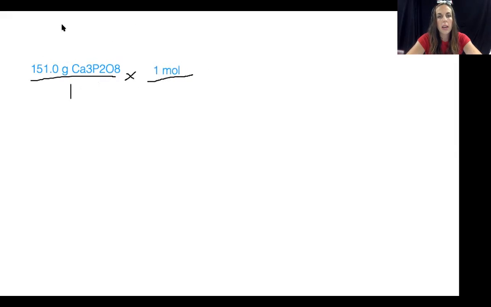So 1 mole, and I need to find out how many grams are in 1 mole of this substance. And we're going to do it just like we did in the previous question. So look at the periodic table and find the mass for calcium, multiply it by 3. Mass of phosphorus, multiply it by 2. Mass of oxygen, multiply it by 8. Add them all up. When you do that, you're going to get 310.3 grams of Ca3P2O8.